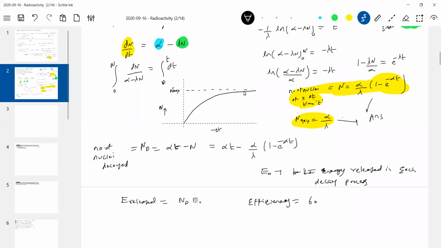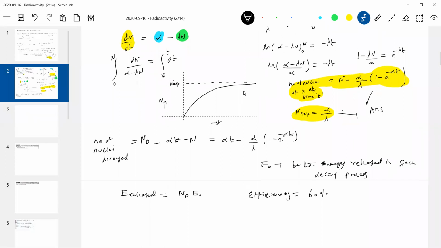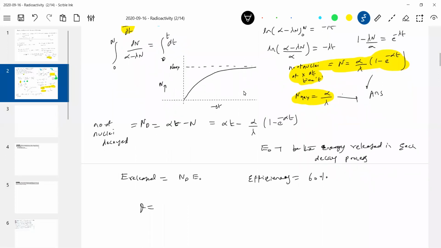is say 60%, I will put it. So 40% is lost, only 60% is utilized to raise the temperature of water. So Q is equal to the heat supplied to the water. Q is equal to 60%, 0.6 into ND into E naught. And what is ND?